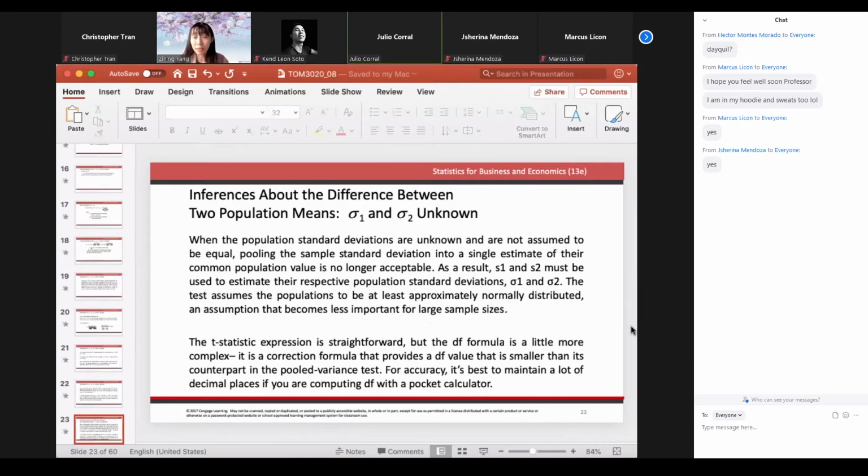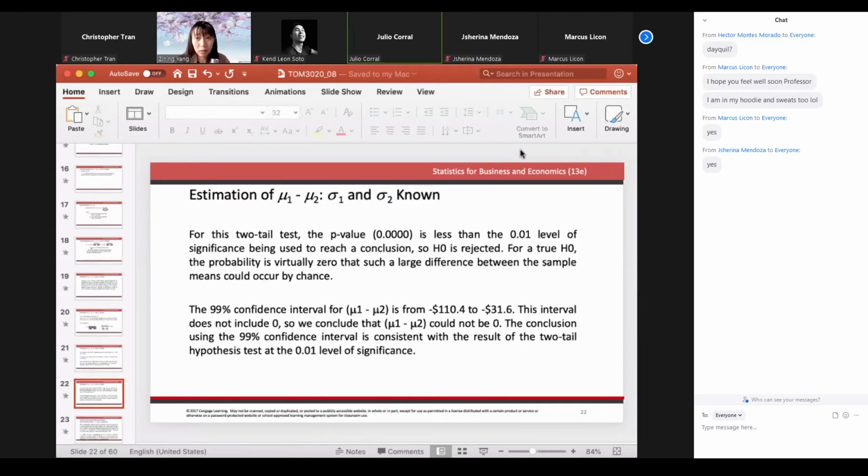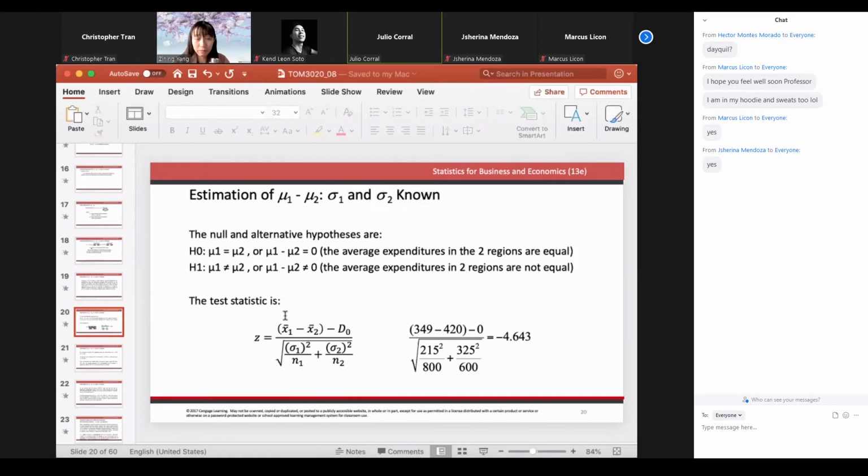Professor? Yeah. And it matters in what order you place your sigmas and your means, right? Like when you're going to subtract them. For example, x1 minus x2, I mean sample mean 1 minus sample mean 2. It'll still show up at the extreme point of the curve, so you would still reject the null or not. So it is not going to make a huge difference.